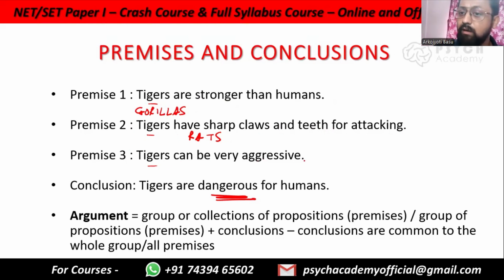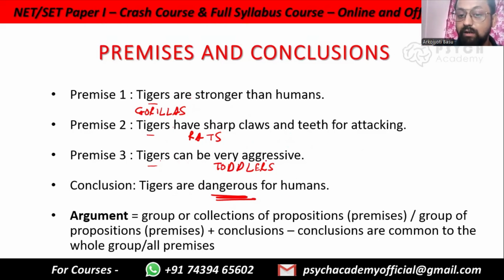Tigers can be very aggressive. Well, we can also say that toddlers can be very aggressive. That also does not necessarily mean that toddlers are very dangerous for human beings. So the point is, each of these premises independently may not be strong enough, but in combination, they have a good strength where we draw the conclusion: tigers are dangerous for humans.